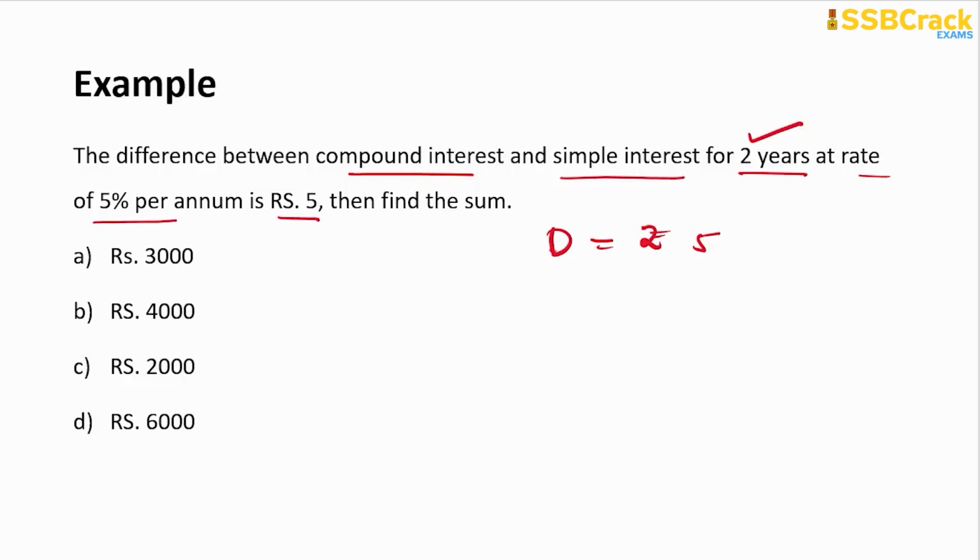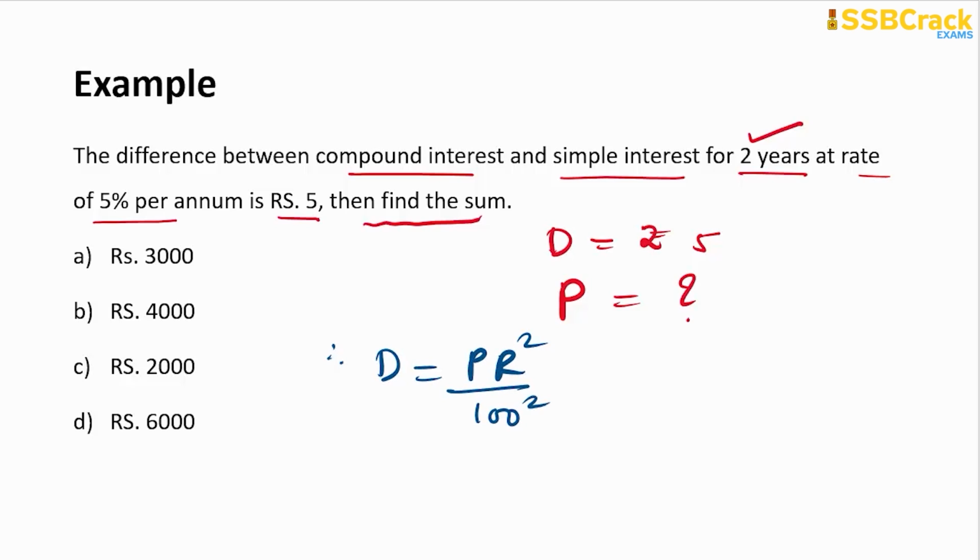So what's the question here? To find the sum of money, means to find out the principal amount. So we'll be using the required difference formula for 2 years, which is PR square upon 100 square. In this we know the difference value, which is rupees 5. So 5 is equal to P, unknown. What is R? R is 5%.